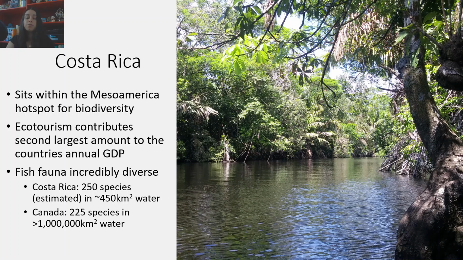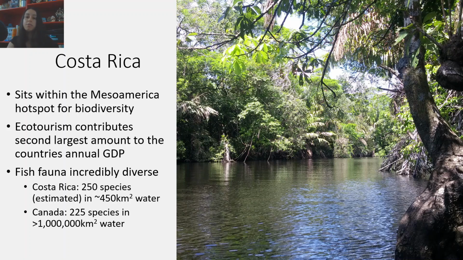If we move over to Costa Rica now, Costa Rica is a biologically important area with very high freshwater fish diversity, and this was the area we used for this project. Costa Rica sits within the Mesoamerican hotspot for biodiversity, and with its complex geologic history, diversity of habitat types, and climatic conditions, it contains about 5% of the world's global biodiversity. Because of this, Costa Rica relies on this biodiversity to help fuel its ecotourism sector, with ecotourism contributing the 2nd largest amount of the country's annual GDP after agriculture.